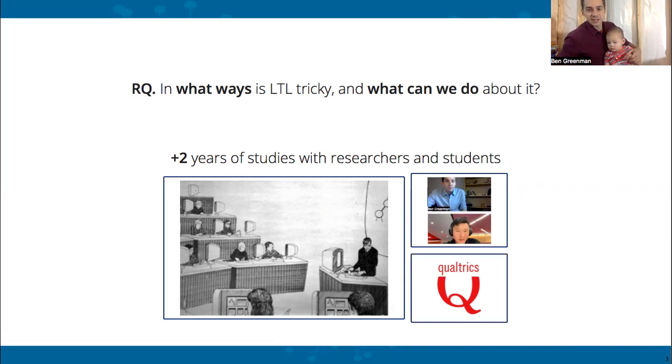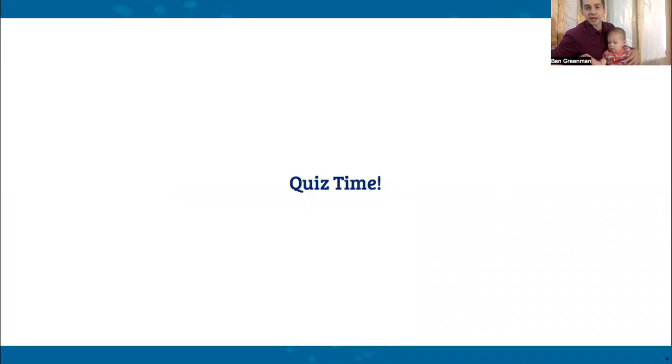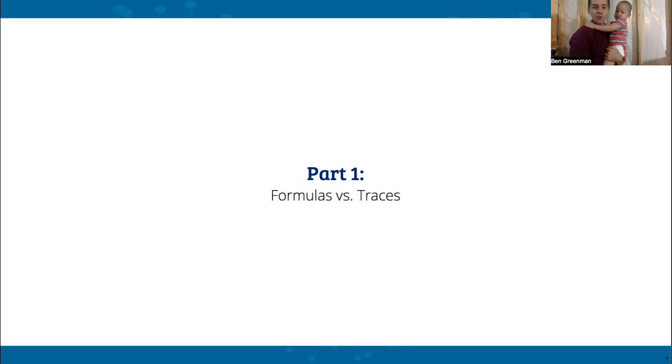So now I would like to tell you about the results, but I'm going to do it by showing you, and we'll have a little quiz format. Quiz with lots of yes and no questions. So let's get started. Part 1 is comparing LTL formulas to traces of a system with 3 lights in it.